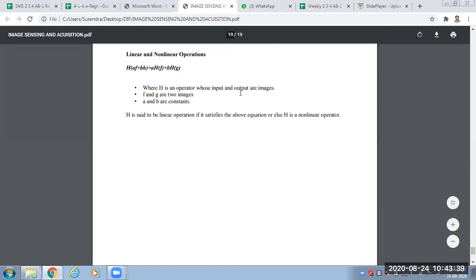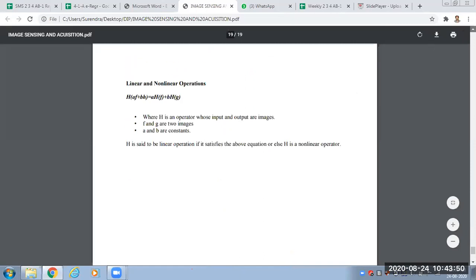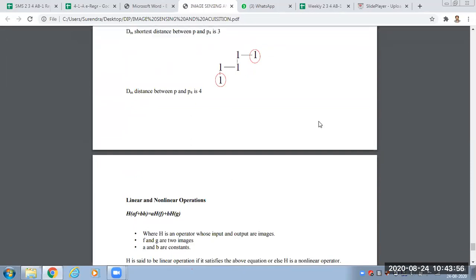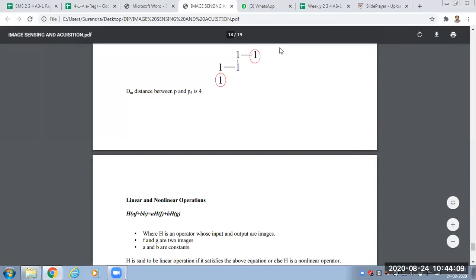And the last topic is linear and non-linear operations. Already you know what is linear and what is non-linear; it depends upon the characteristic equations, and we can say whether it is linear or non-linear. Simple operation. Okay, with this, today's class is over. From the next class we have to discuss the mathematical tools used in digital image processing.